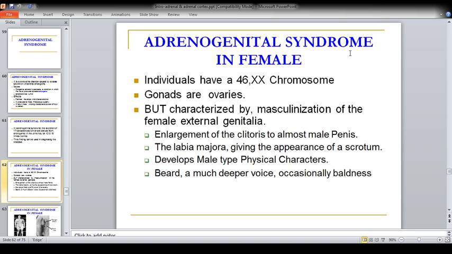She would develop male type physical characters, that is, she would develop a beard, a deeper voice as that of a male, and occasionally may also develop baldness. Baldness is mostly present in males. So there would be less hair on the head, beard, big muscles, broad chest, just as that of males. Breasts would not develop so much. So this female would look like a male.